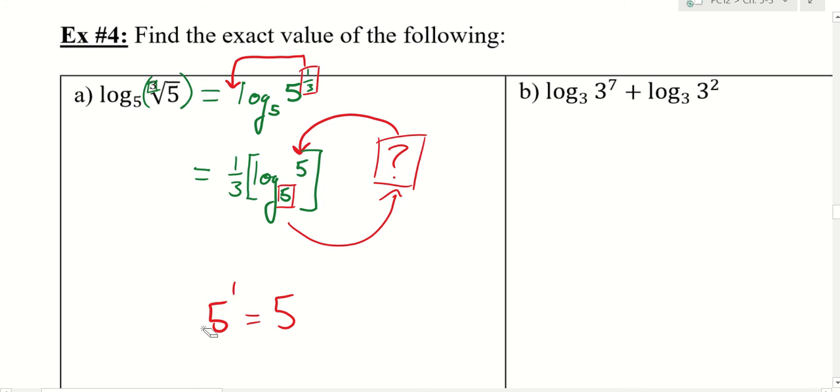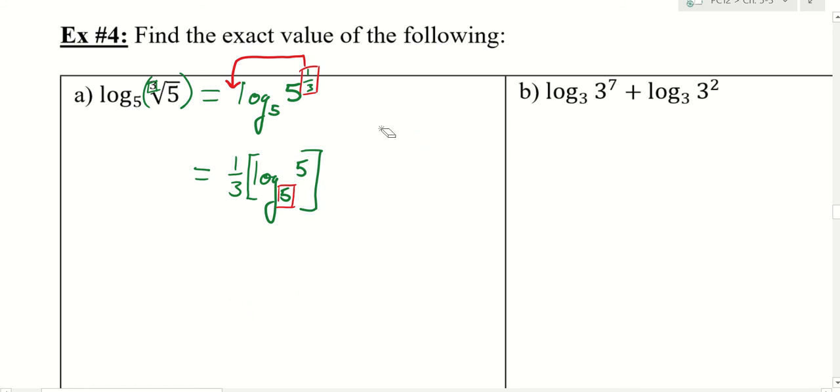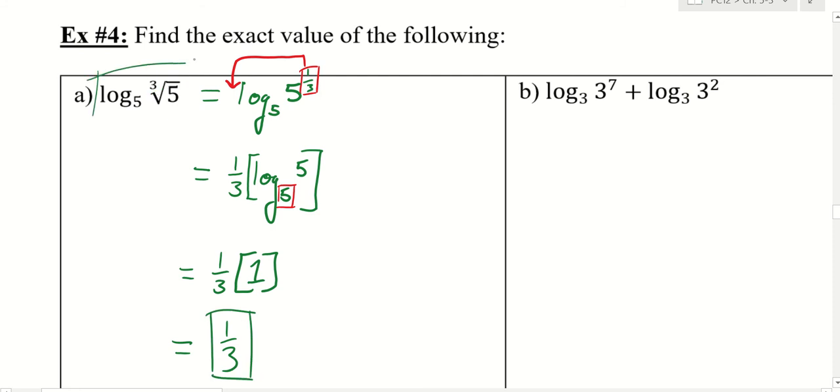So hopefully that logic is clear. And we can evaluate log base 5 of 5 as simply 1. There we go. So this is really just 1/3, and that's our answer. So this initially super complicated looking logarithm is really just 1/3.